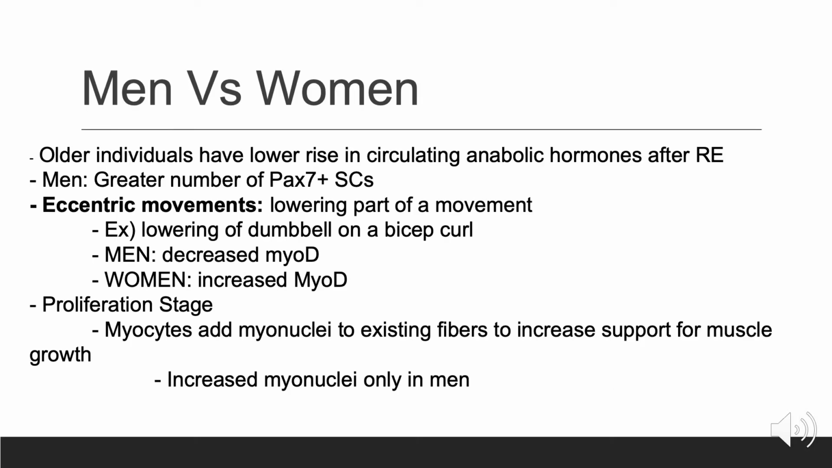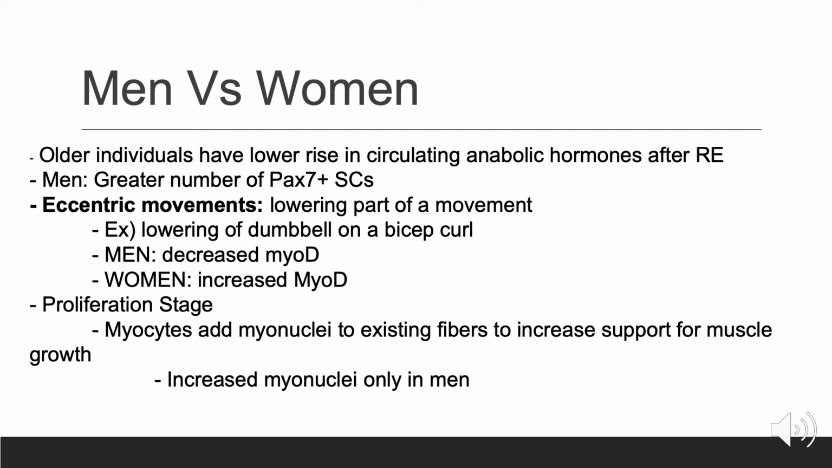This study included only young men and women, as older individuals have a lower rise in their circulating anabolic hormones after resistance exercise training. Researchers had found that young men have a greater number of PAX7 plus satellite cells than young women, which could be attributed to the microenvironment.